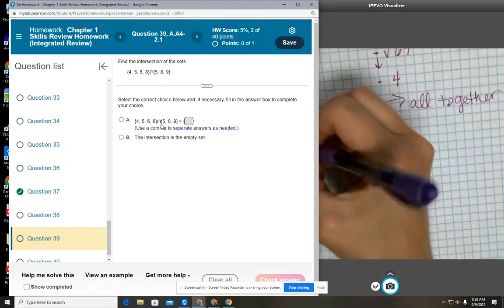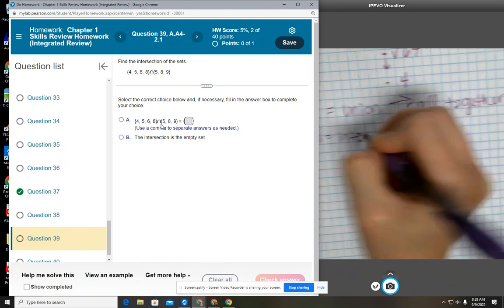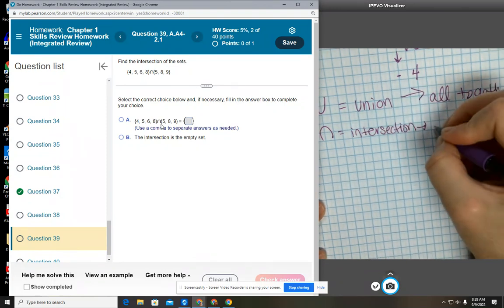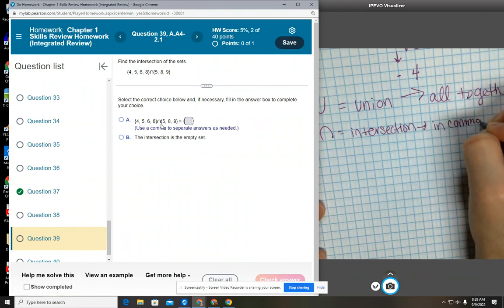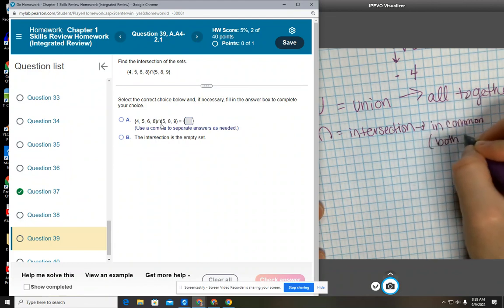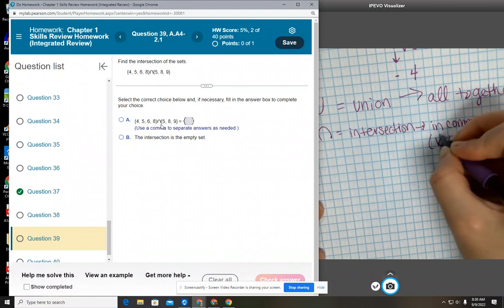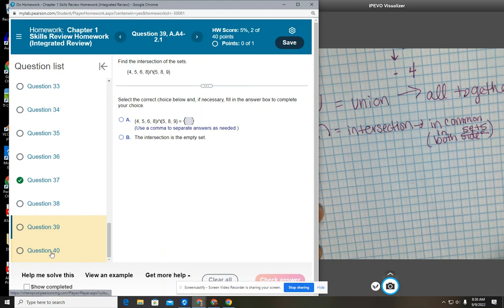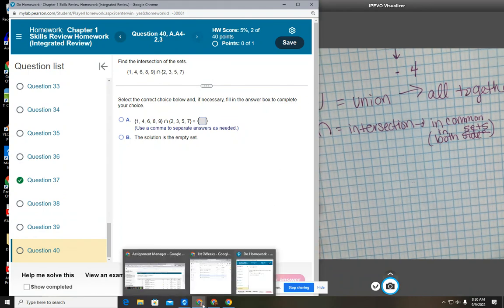The other way is called intersection. So that's what they have in common. So in common, or you could say in both sets. So what's in both sets? 5 is and 8 is. And then the last question is another intersect. It has to be in both sets. Okay, hopefully that helps you on chapter 1.